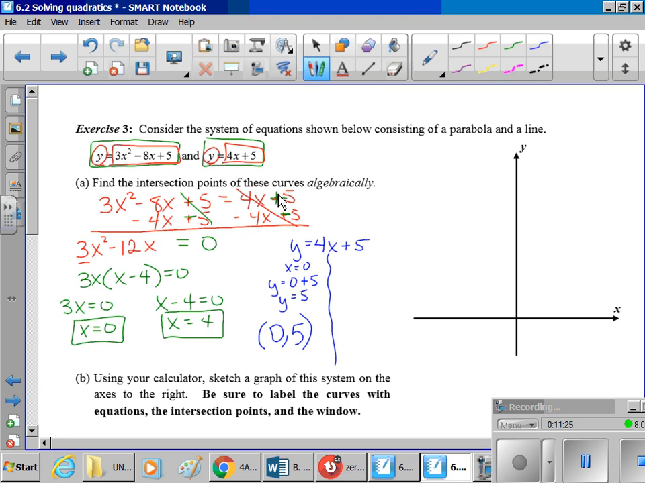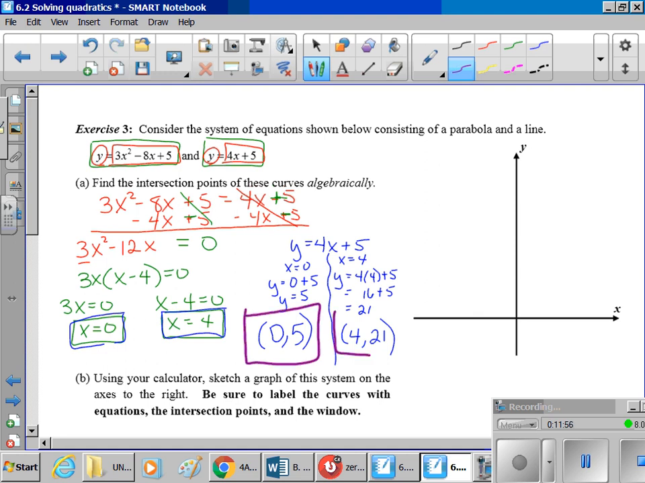Now I'm going to do the same thing with my other one with x equals 4, because I just got these right from here. X is 4 and x is 0. So y is equal to 4 times 4 plus 5, which is equal to 16 plus 5, which is equal to 21. So my point is going to be 4, comma, 21. So these two are the answers to the solution. We have this one and we have this one.